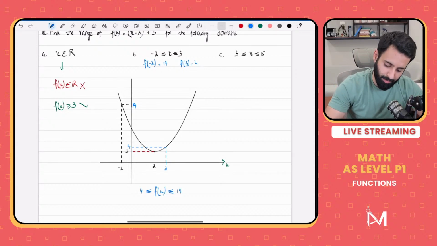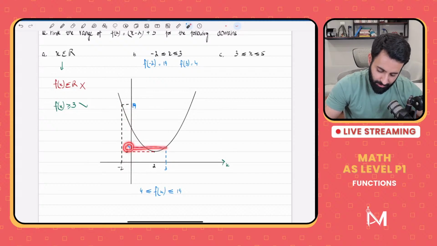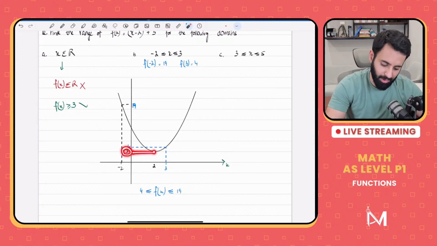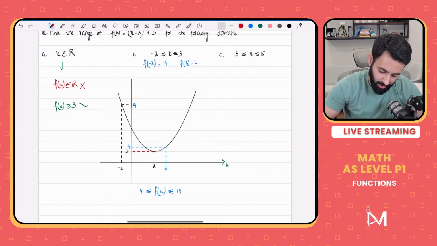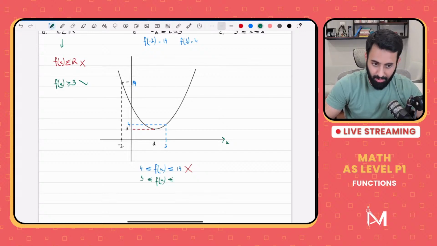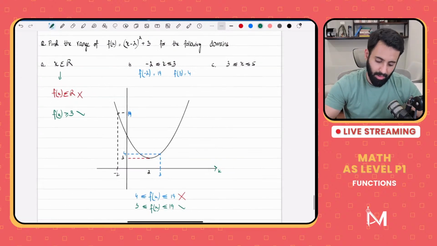Because if you look at the graph, you will notice that 4 is not the minimum value. In between, somewhere, it's further less than 4, and that's equal to 3. So that means this is not correct. The correct answer would be, let's write down the correct answer now, f of x is greater than or equal to 3, lesser than or equal to 19. And if you're wondering how we will know how to give the correct answer and how not to, we'll find that out.